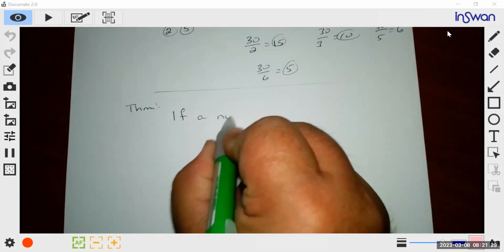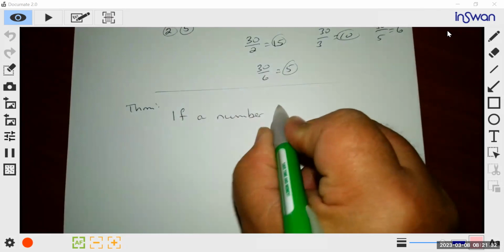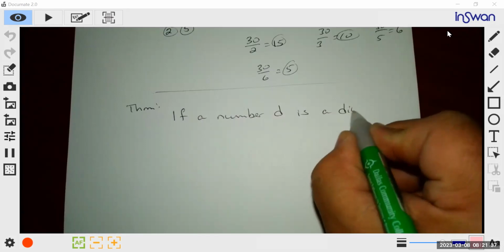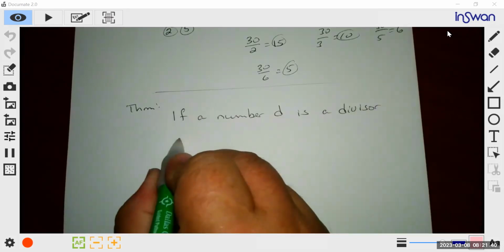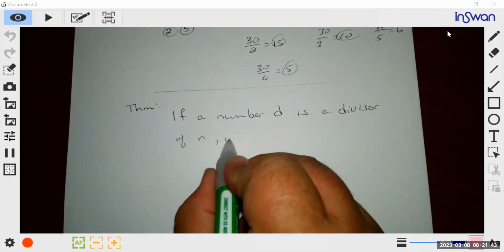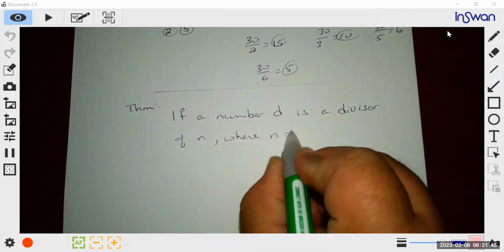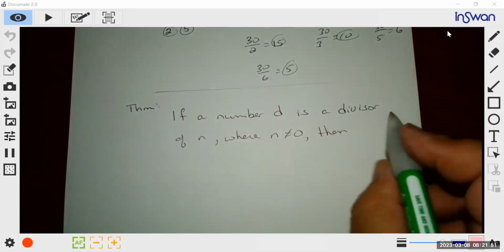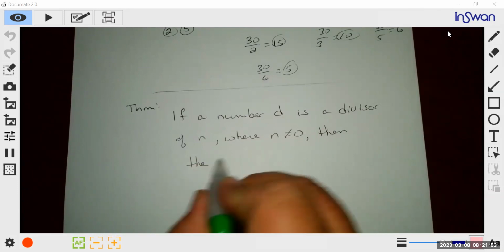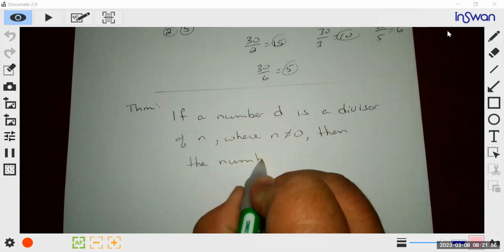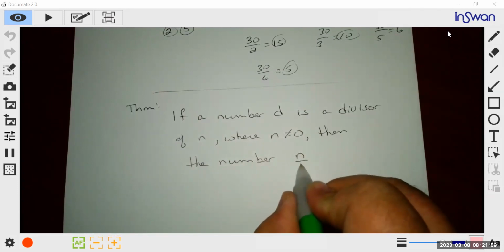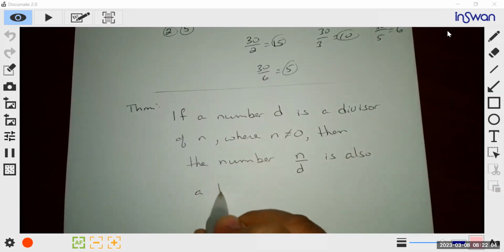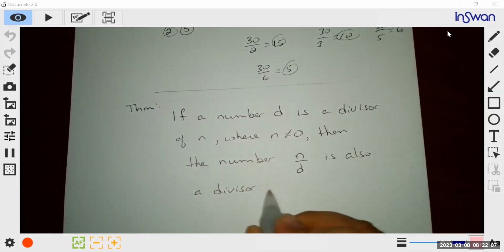If a number d is a divisor of n, where n does not equal 0, then the number n over d is also a divisor of n.